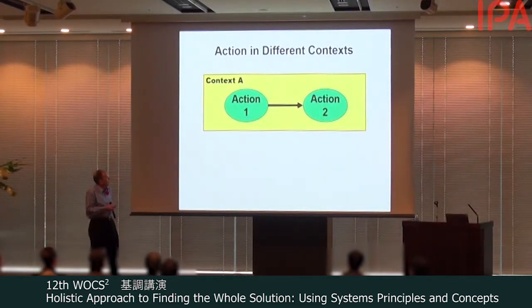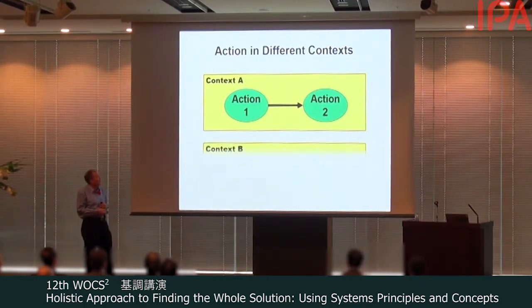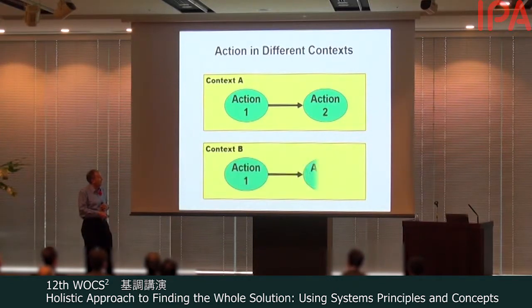So if we consider different contexts, in one context, action 1 is followed by action 2. But if there's another context, action 1 might be followed by a different action. So if we limit ourselves to only looking at a single context, we might miss some important behavior in a different context. So it's important for us to understand the wide variety of contexts within which our systems will operate.